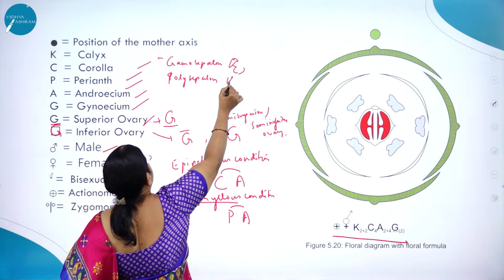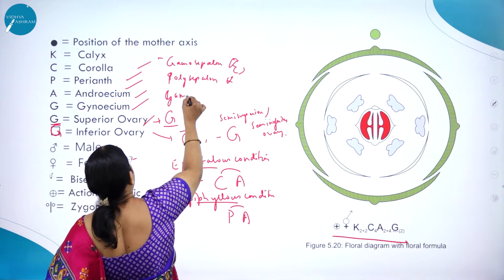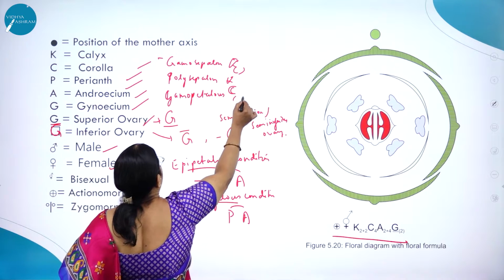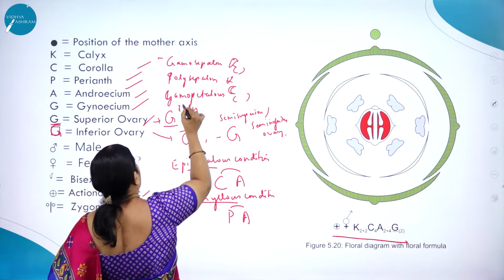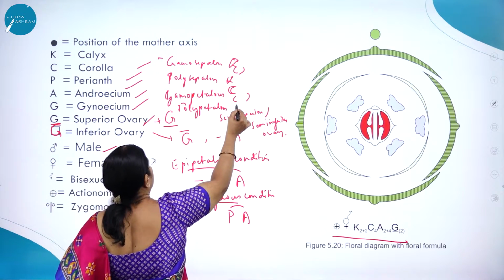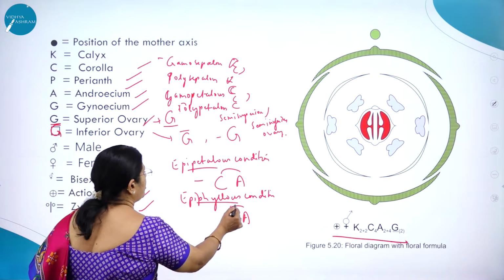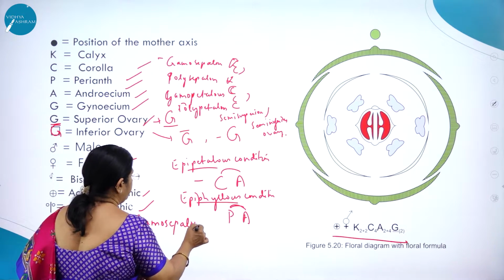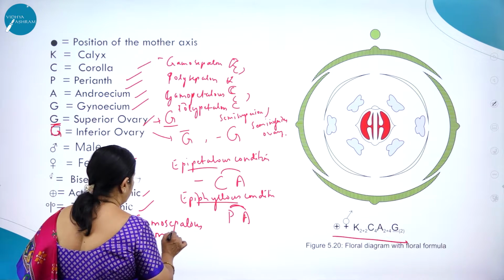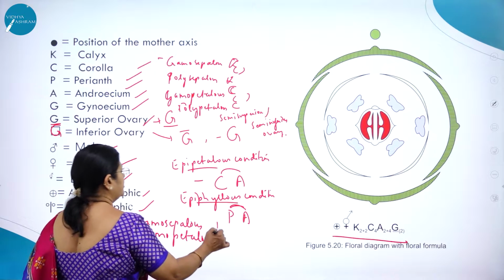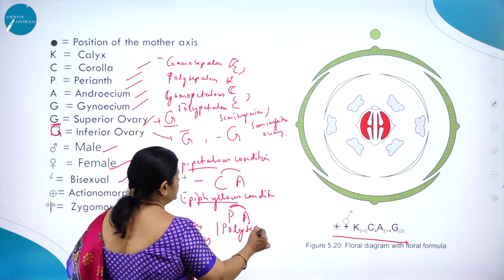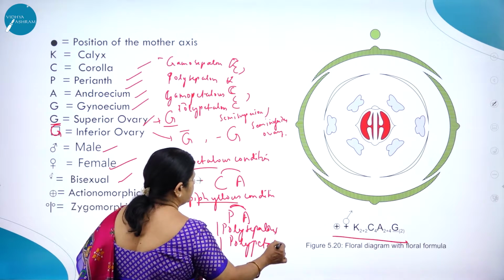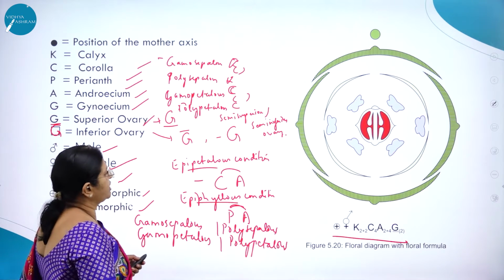Polysepalous, just K. In a similar way, gamopetalous, you write C then bracket. Polypetalous, you write C, no bracket, right? This is called epiphyllous. So gamosepalous, gamopetalous, polysepalous, polypetalous. All this you have to understand to write the floral formula.